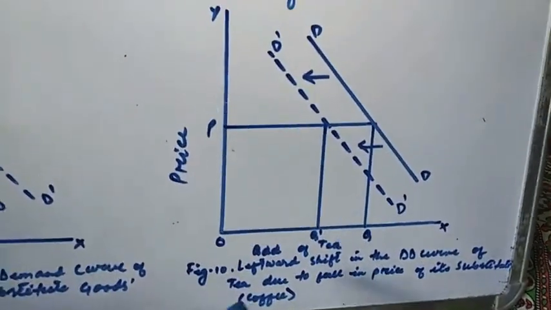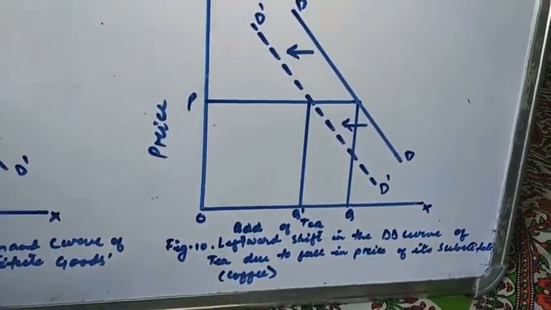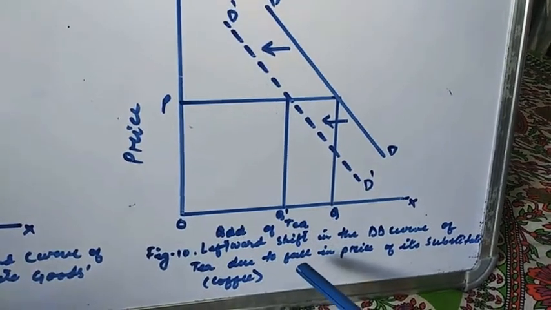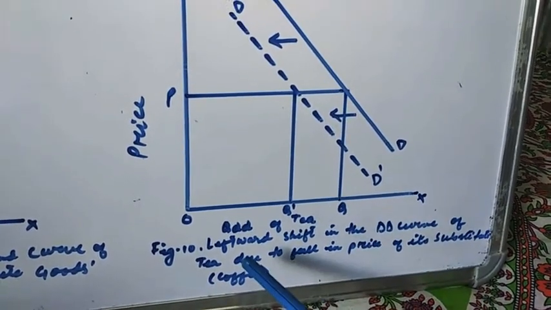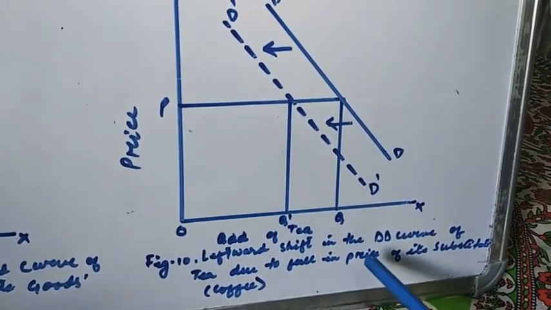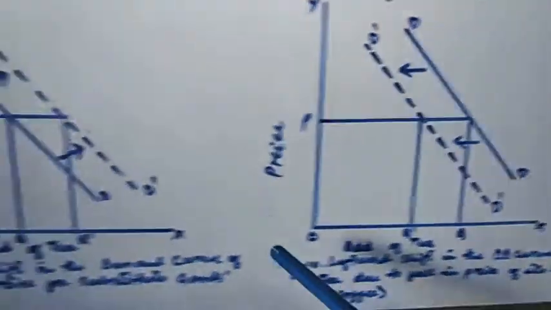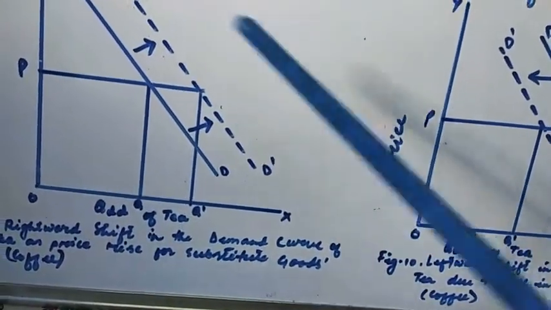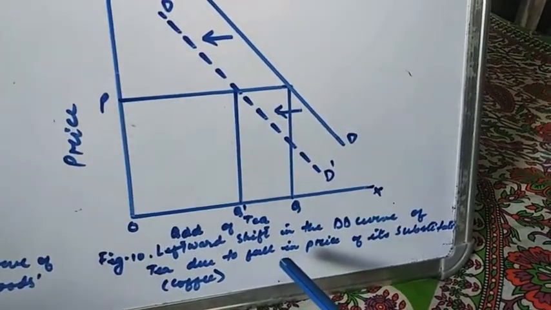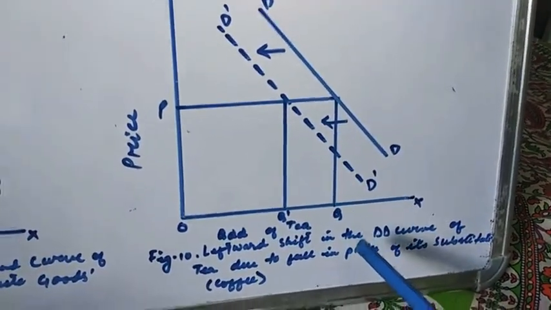In figure 10, we are explaining the leftward shift in the demand curve of tea due to the fall in the price of its substitute, that is coffee. Here we have seen the rise in the price of coffee. Here we are looking at the fall in the price of coffee.